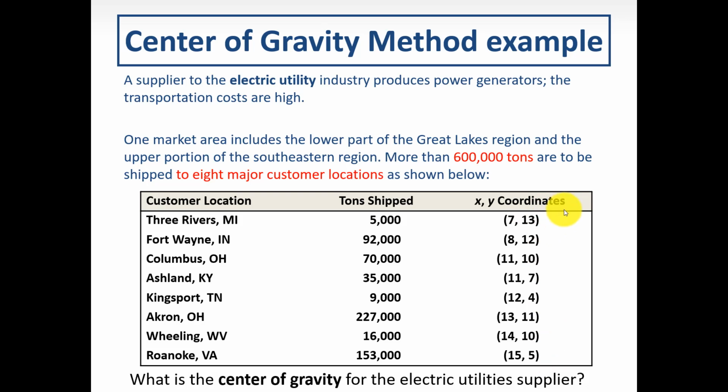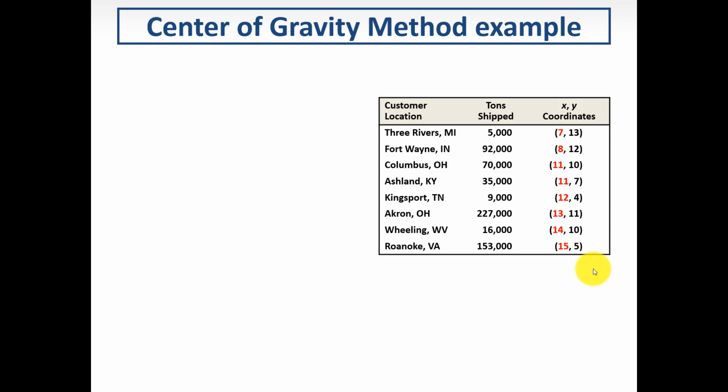Now of course, this is kind of a simple example from a textbook. In real life, that will be the altitude, latitude, and longitude, and these kind of things. This is what you will have instead. But you can always create your own coordinates. It doesn't matter as long as they are consistently applied to all the locations. So in this case, we have these coordinates. So the question is, what is the center of gravity for the electric utility supplier? Okay, so I'm having this box with the same data as a reference because we're going to run the calculations here.